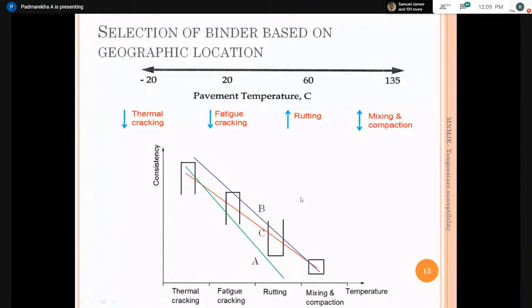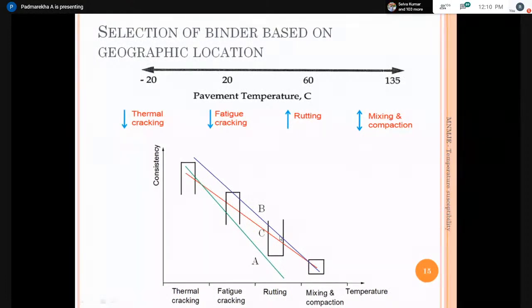And in rutting, as I mentioned before, we need a more stiff binder. So we give a minimum value. My binder should exhibit this minimum stiffness to satisfy the rutting need, because I don't want the pavement to rut. So I use this minimum stiff binder. So you can see a minimum stiffness. Maximum stiffness can be anything, but I need a minimum stiffness to be this.